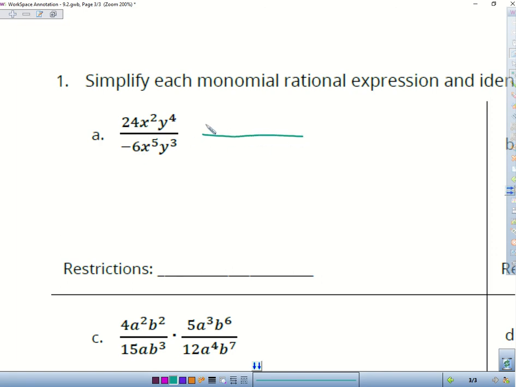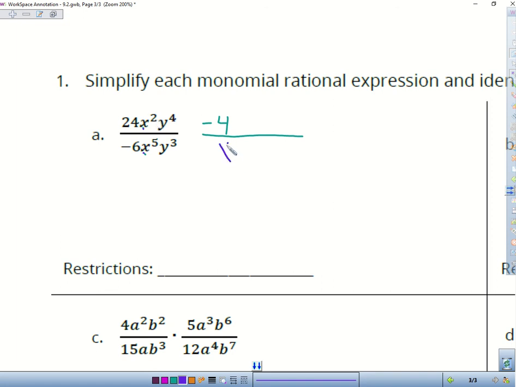Negative 4. So I do the numerical part first, okay? Now I'm going to go about doing the variable part. Here's how you do the variables. You look for a common variable. We have the x's right here. You look at the exponent. When you divide exponents, you subtract. When you multiply exponents, you add. So you take the larger of the two exponents, 5. What is 5 minus 2?